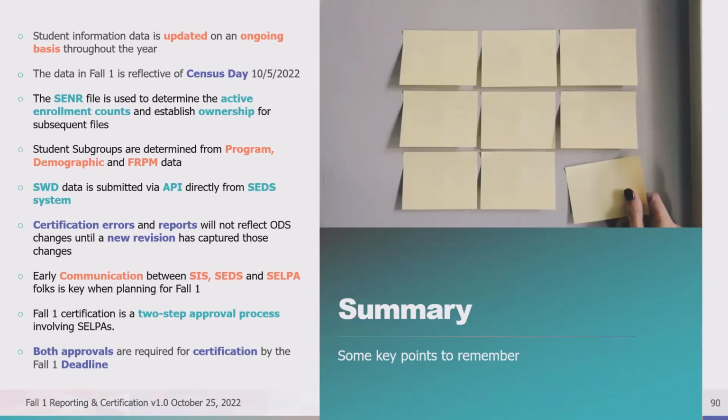Early communication between all parties, those who work in the student information system, those who work in the special education data system, and those monitoring your LEA from the SELPA, is key. Fall 1 certification is a two-step approval process. So yes, you're going to have to wait for the SELPA before it's considered certified. You need to approve it, and then your SELPA will need to approve it. And they definitely have to be approved before the final Fall 1 deadline, both approvals.